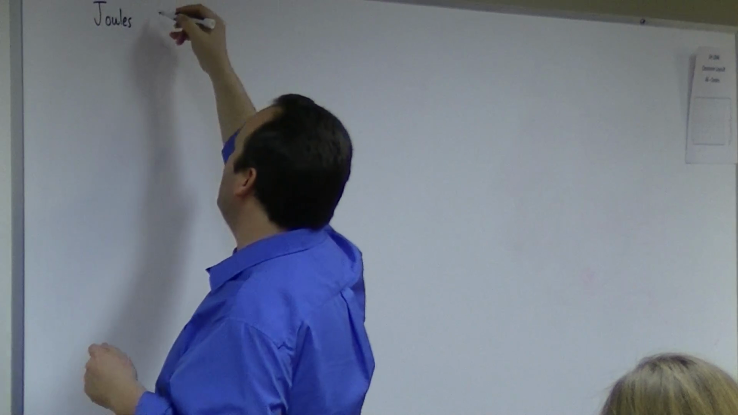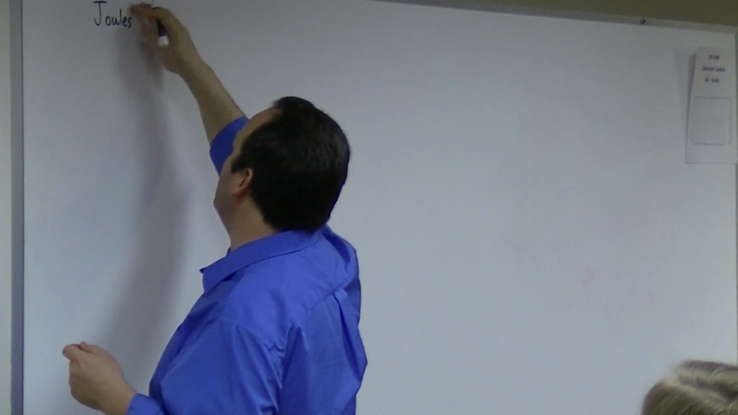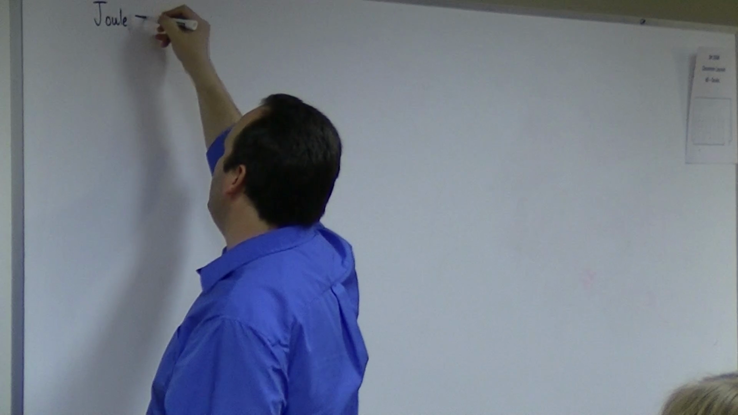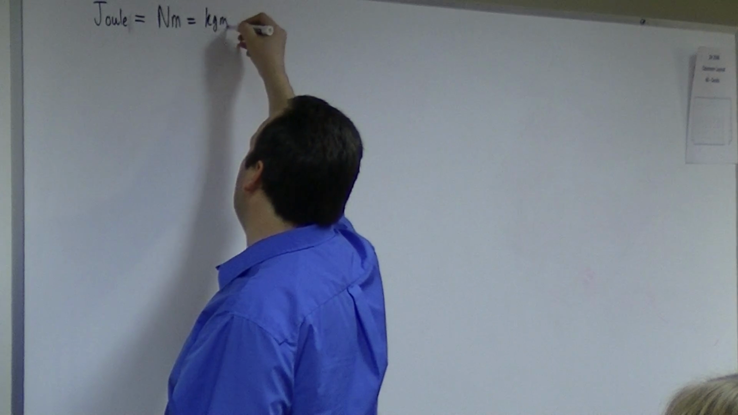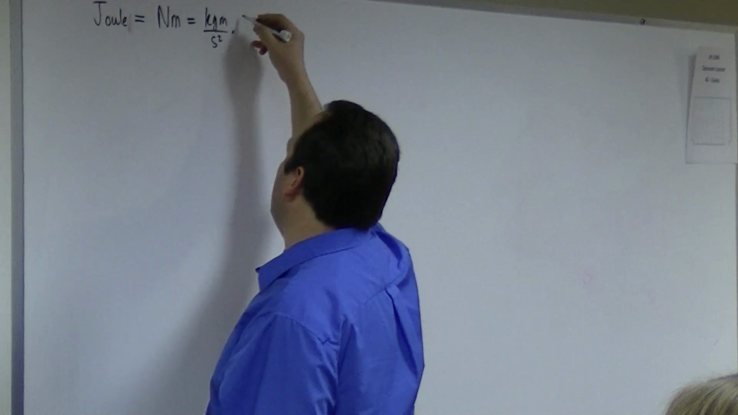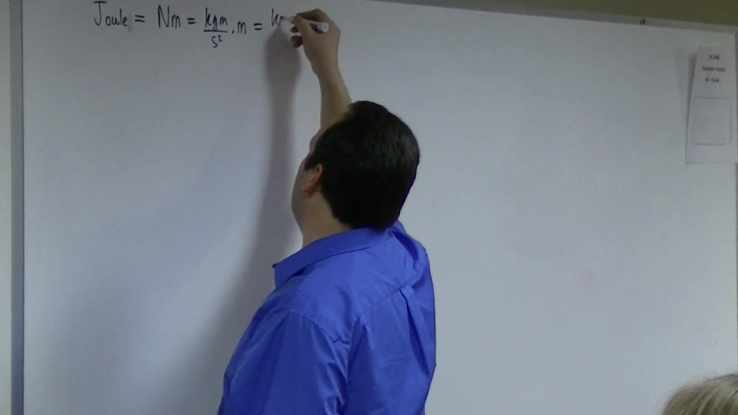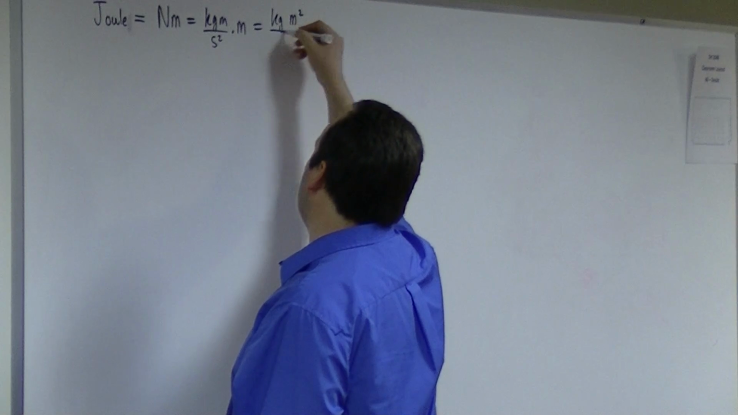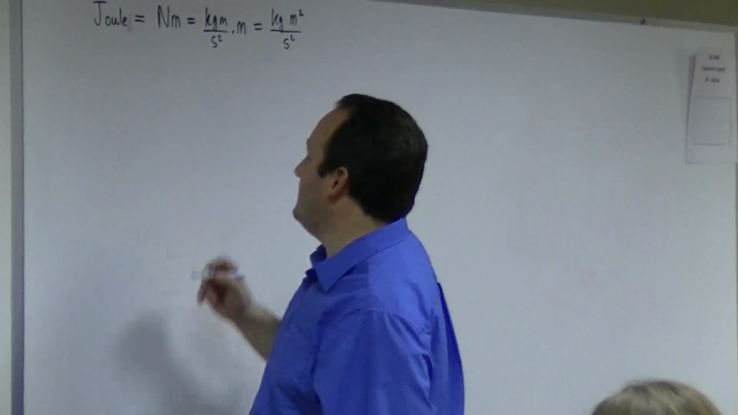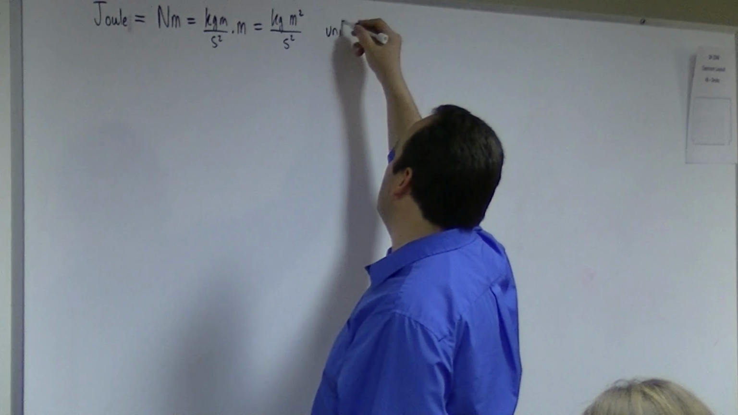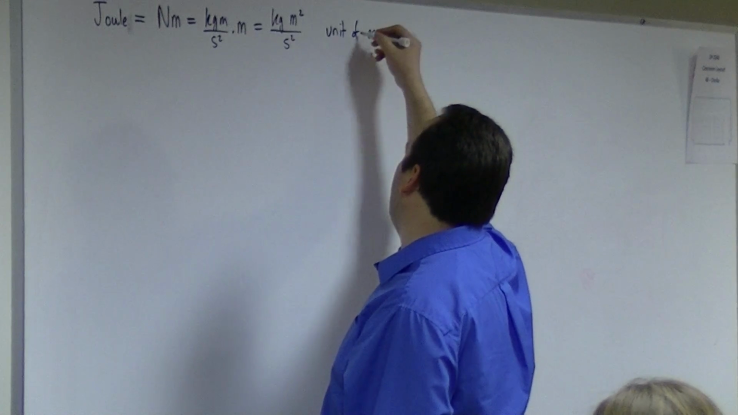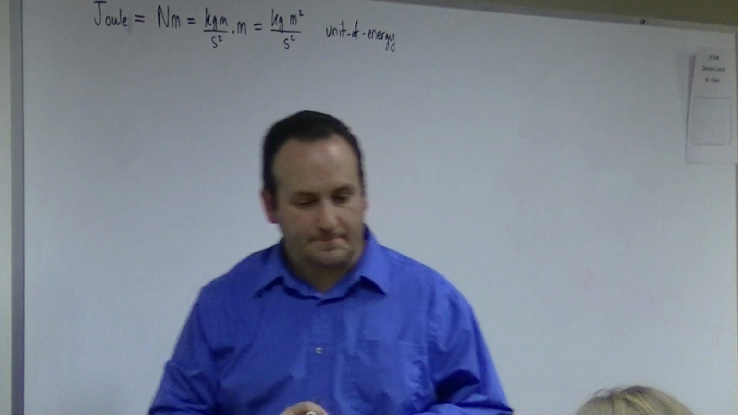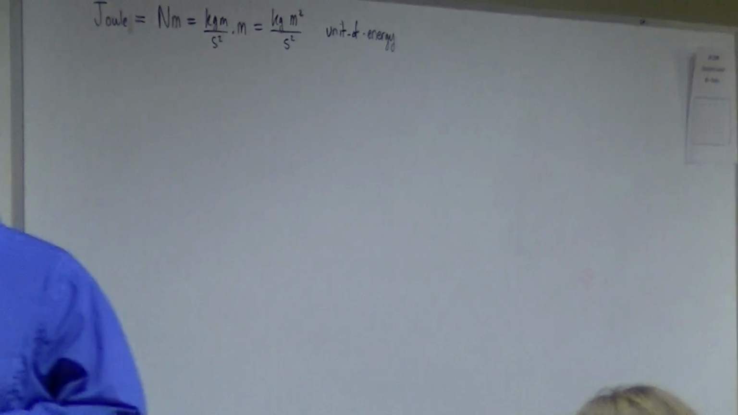There's name calling. A joule is a Newton meter, otherwise known as a kilogram meter squared per second squared. There you go. In fact, that is the unit of energy and hence work. Work is energy in motion.